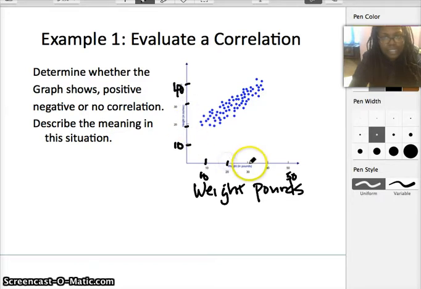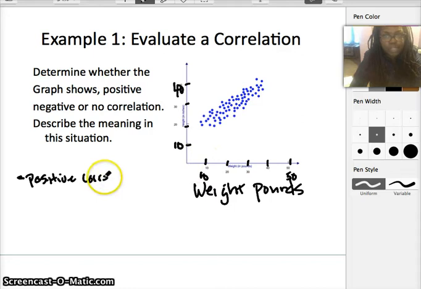Honestly, you really didn't need that to determine whether this is a positive or negative correlation. The first part of the answer is that this is certainly a positive correlation, right? And you guys can see that just because as one increases, the other increases. So that's a positive correlation.